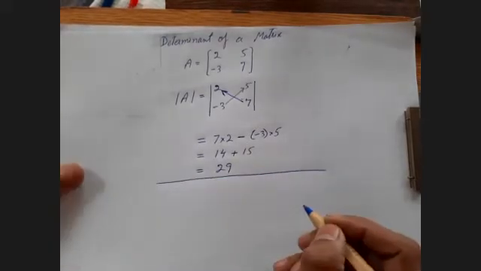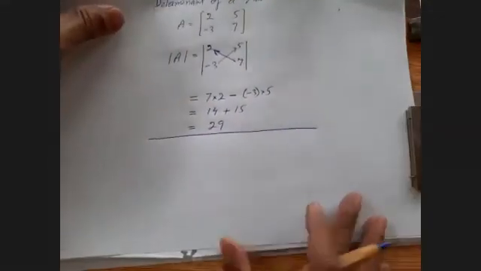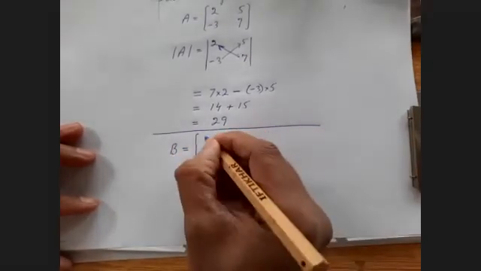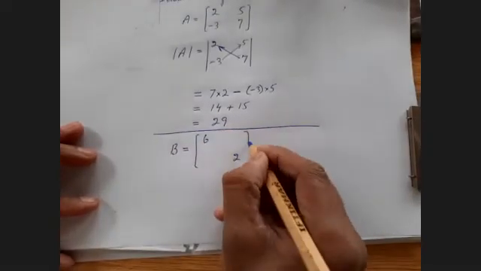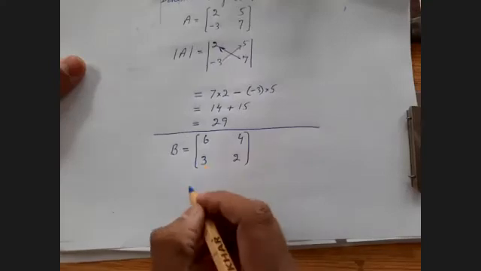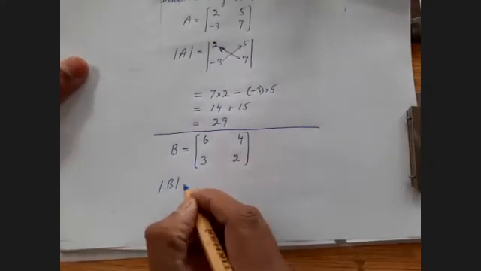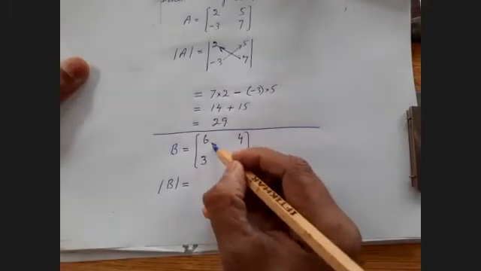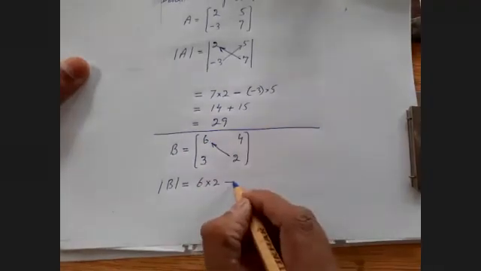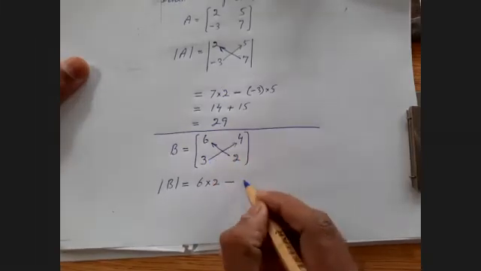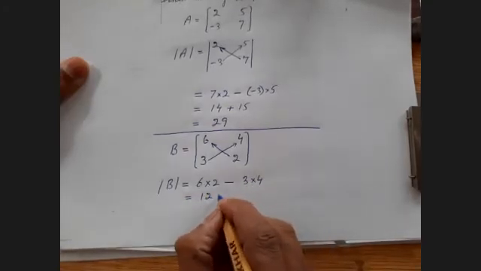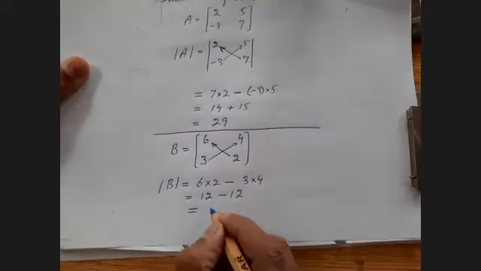Now take another example. For example, you have a matrix. Say B is a matrix, and you have 6, 2, 3, and 4. Suppose these are the entries in the matrix. Now you have to find out the determinant of matrix B. How you are going to find out? 6 multiplied by 2. Okay, 6 into 2. This diagonal, first of all, you will have to take this diagonal and then minus sign, minus 3 multiplied by 4 in this way. Now here you can see 12 minus 12. This is equal to 0.